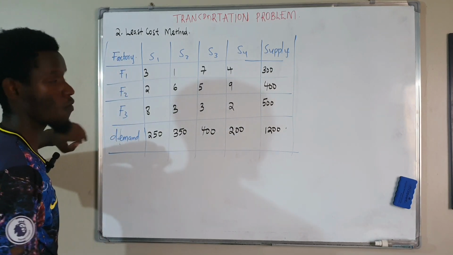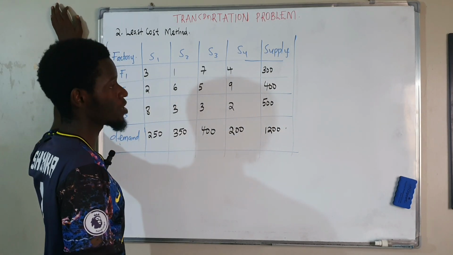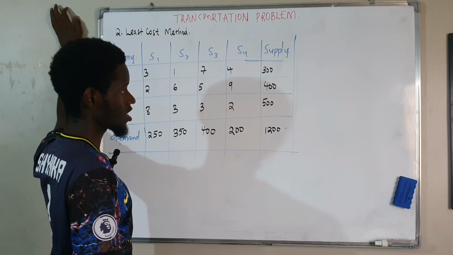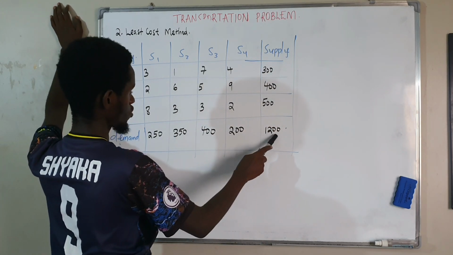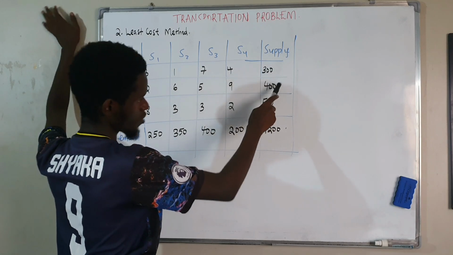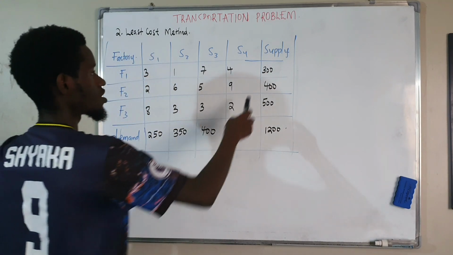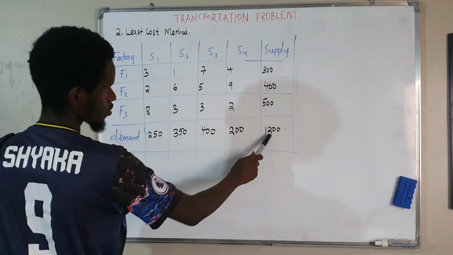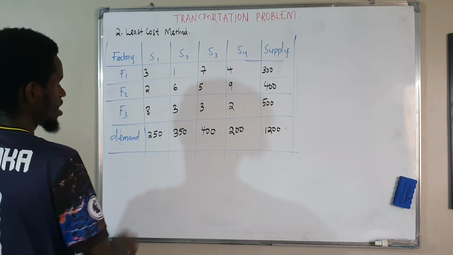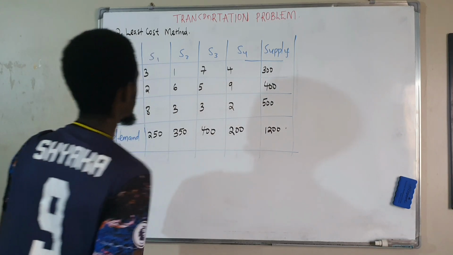Now we say that we are always working upon the balanced transportation problem, where the demand is equal to supply. Therefore, if you add our demand, it has to be the same as the supply. Everything has to give us this value. Like 300 plus 400 is 700 plus 500 is 1,200. Likewise, as you add the demand, you have to get this value here.